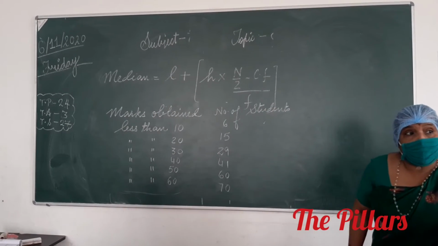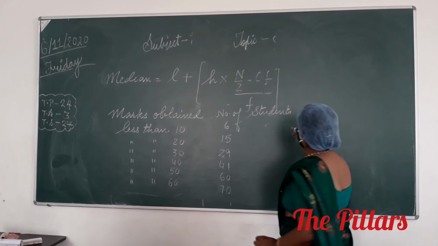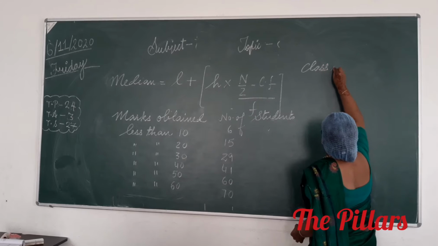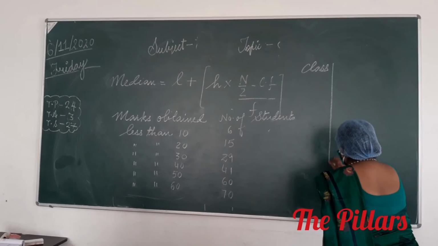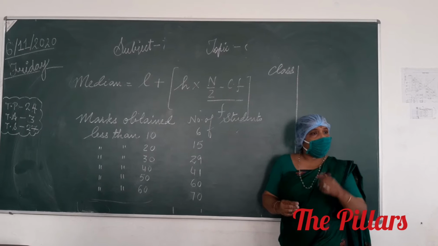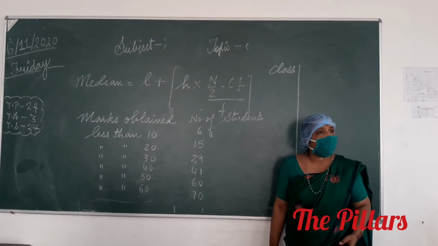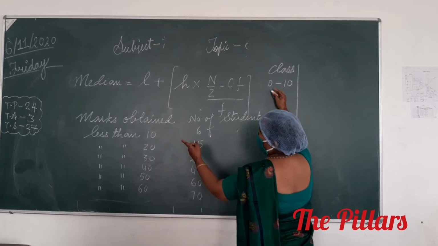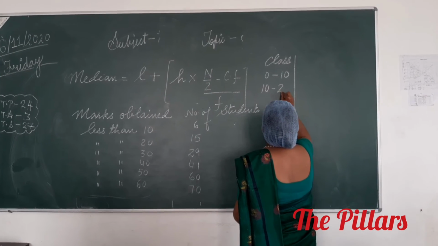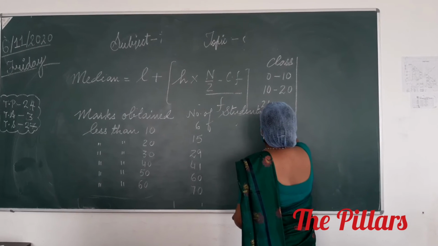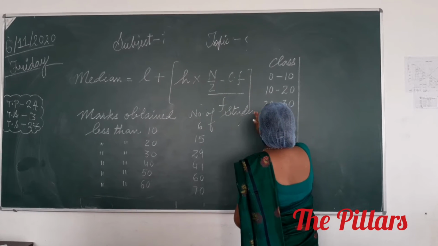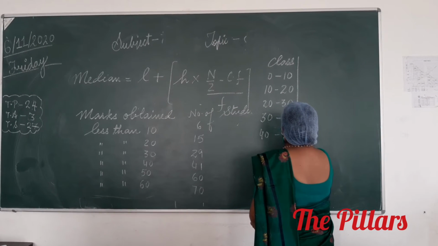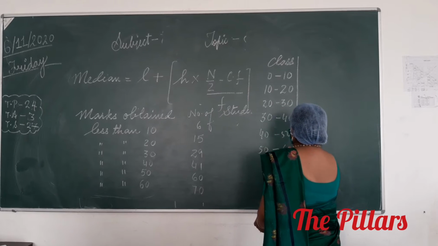Now answer. Class interval. You can write class. How should we start the class? It is less than 10. Kushi Pandey, how should I start with it? 0 to 10. Very good. Class 0 to 10. What will be the next one? 10 to 20. Then 20 to 30, 30 to 40, 40 to 50, 50 to 60.